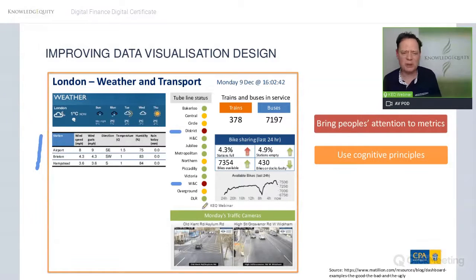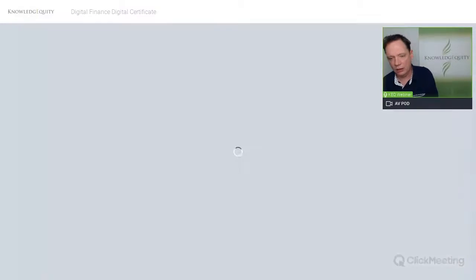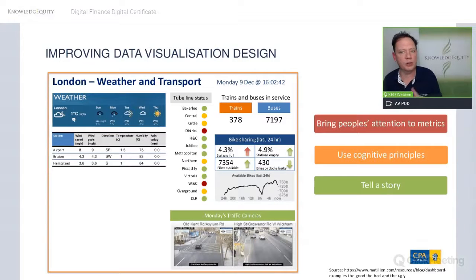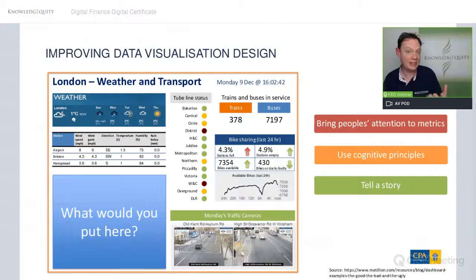This one's debatable. Do we really need traffic cameras? Maybe. There's only 2. How does that help me as a Londoner if I'm going to drive to work when there's a whole range of places I could be coming from? I changed it to Monday's traffic cameras, but I would think that this actually is not as useful as something else that we could put in there. Right? Because the whole point here is we're trying to tell a story. And it leaves us a quarter of this dashboard here. What would you put in there?